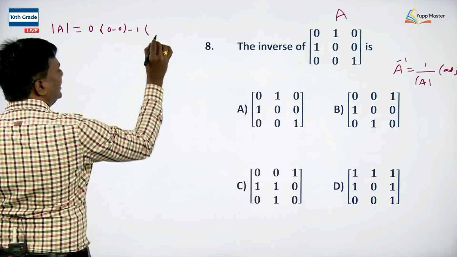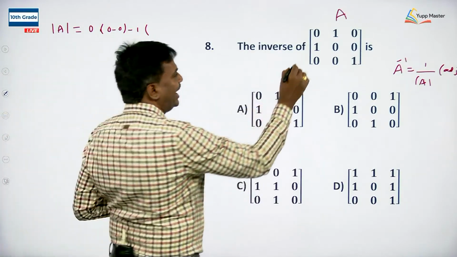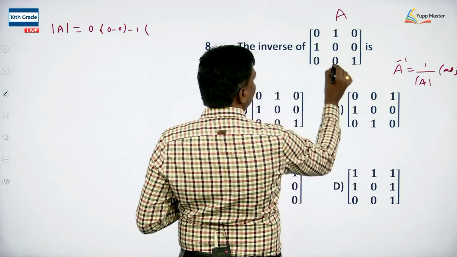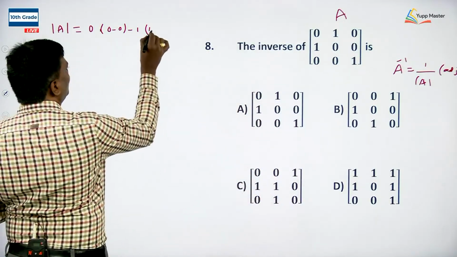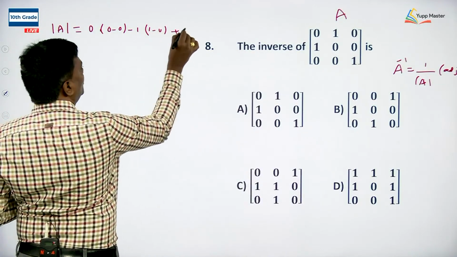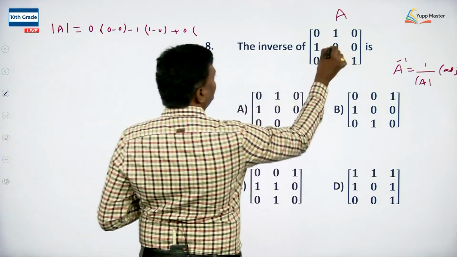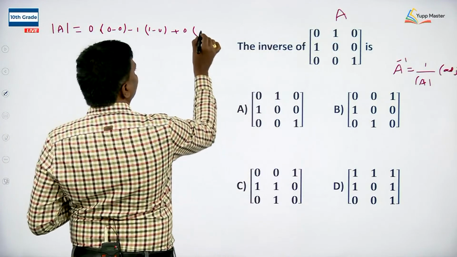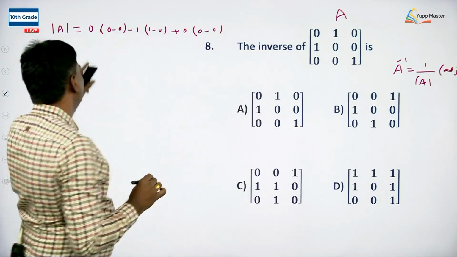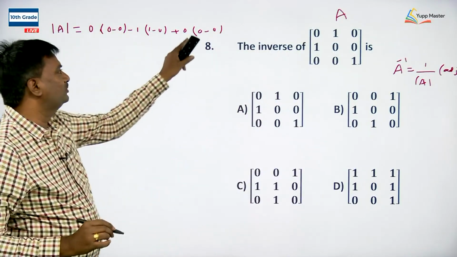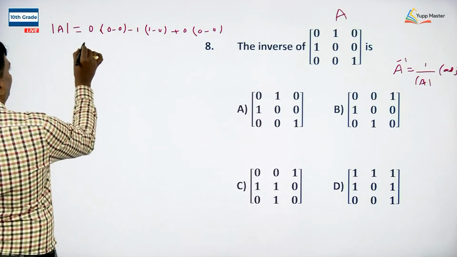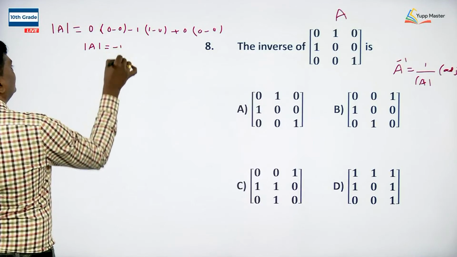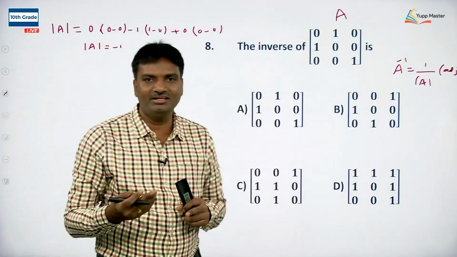Next minus 1 into plus, minus 1 into. Eliminate this row, this column, 1, 0, 0, 1. 1 into 1, 1, minus 0. Next plus 0 into, eliminate this row and this column, 1 into 0, 0, minus 0 into 0, 0. So 0 into something, this is 0, this is 0, 1 minus 0 is 1, this is minus 1. So det A is minus 1. Det A is minus 1.